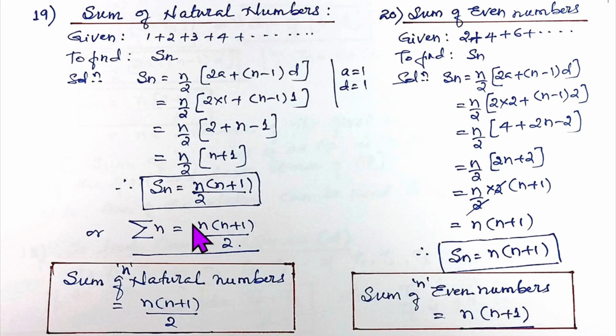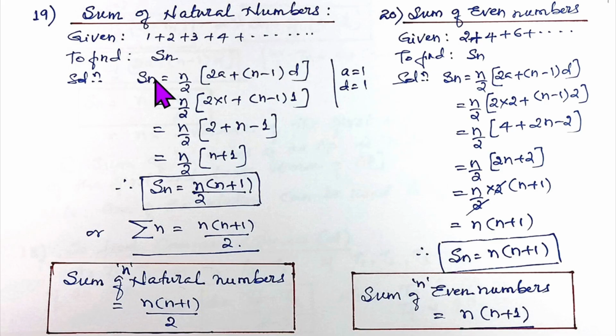Now if you are asked to establish a relation to find the sum of natural numbers, you are given a set of natural numbers 1, 2, 3, 4 and so on. We want to find the sum of natural numbers. As we know, natural numbers form a sequence, and therefore we can use the property of arithmetic progression. We are given 1 plus 2 plus 3 plus 4 and so on. We have to find Sn, that is the sum of natural numbers.